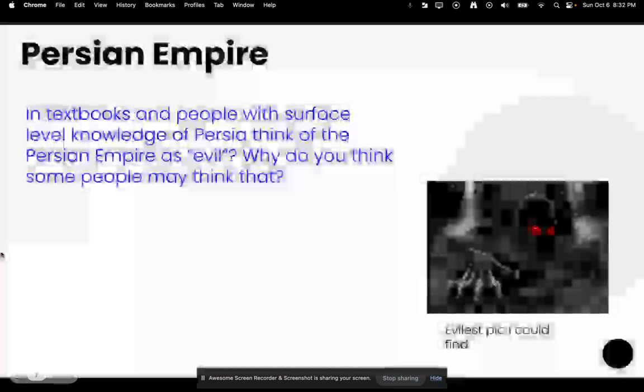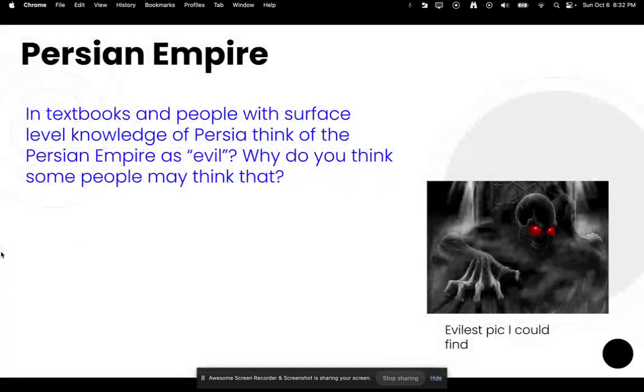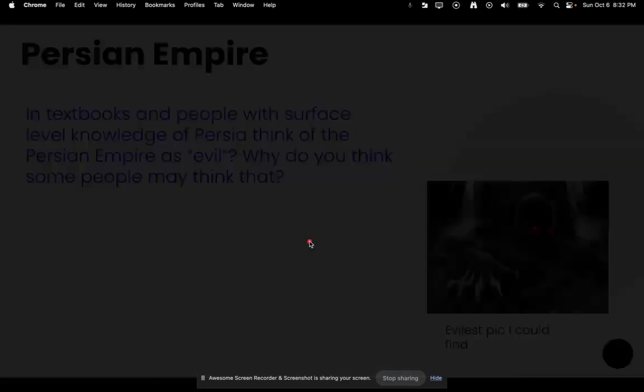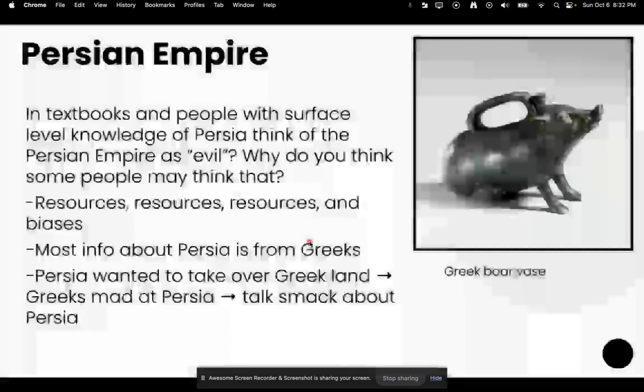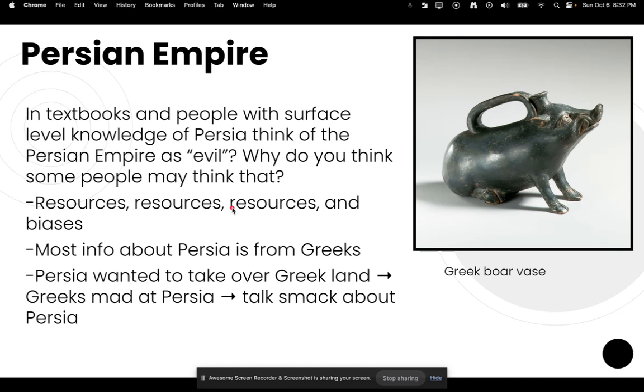In textbooks, and people with surface level knowledge of Persia think of the Persian Empire as, quote unquote, evil. Why do you think some people may think that? Just give me your best guess. It's going to be all about the resources. So resources, resources, resources, and biases.